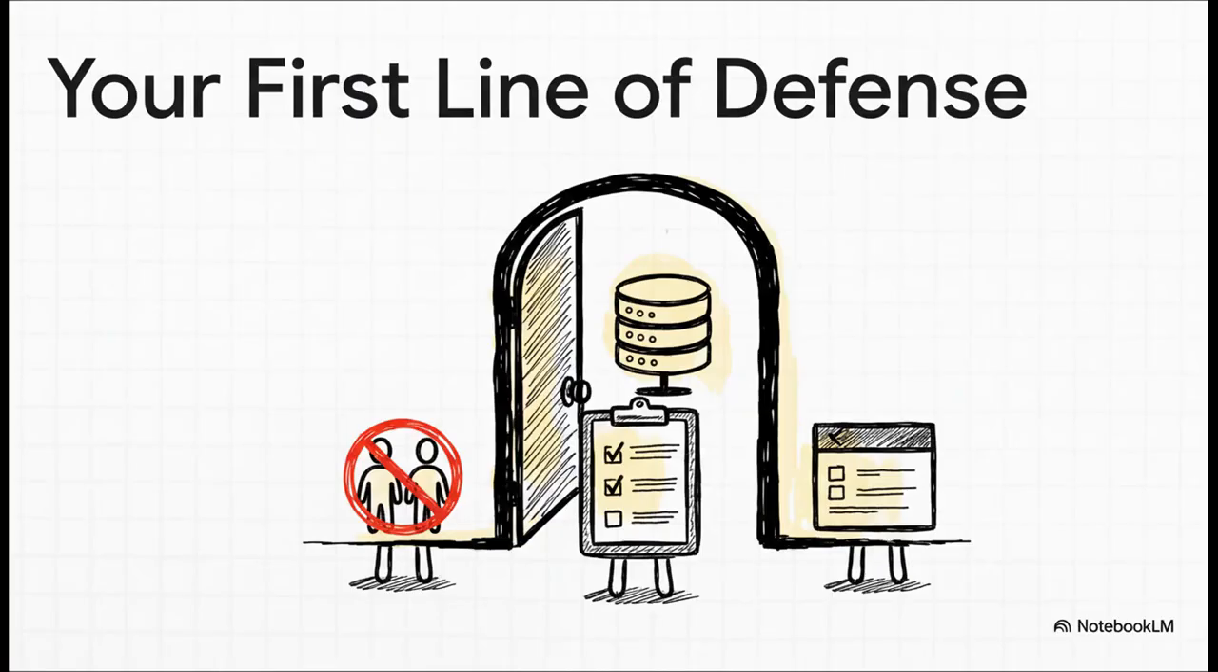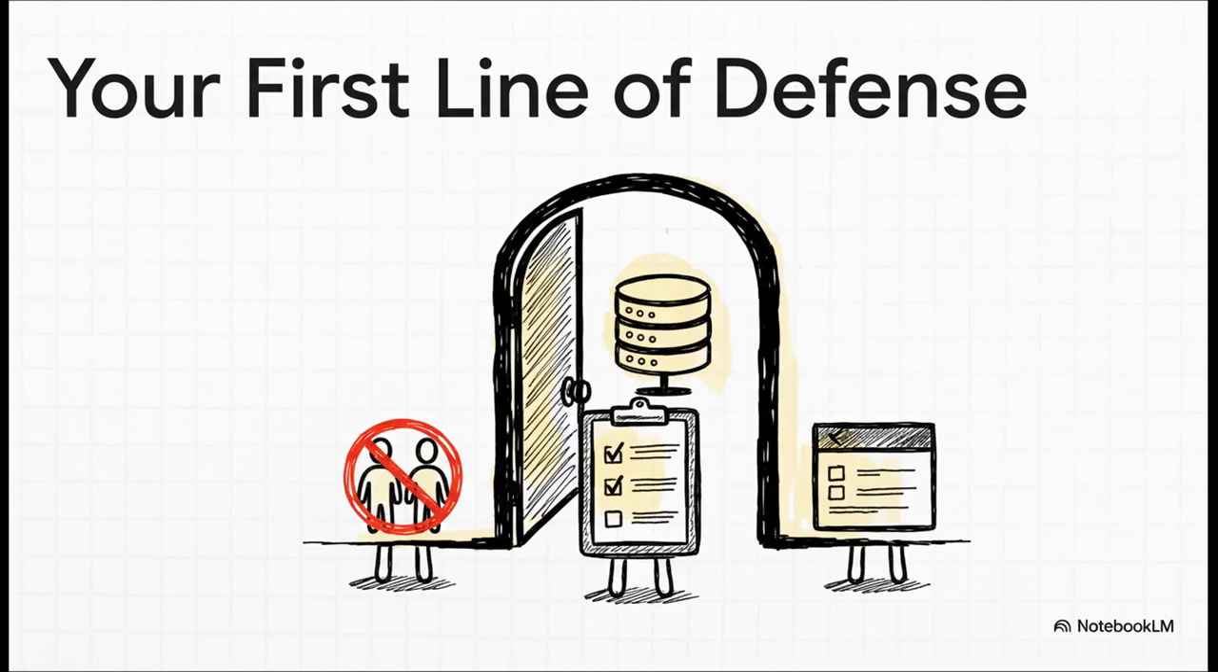So here they are, your three main gatekeepers. First, you've got duplicate rules. They stop those pesky redundant records right at the door. Then you have validation rules. Think of these as your quality checklist, making sure data meets your standards, like forcing a phone number to be in the right format.